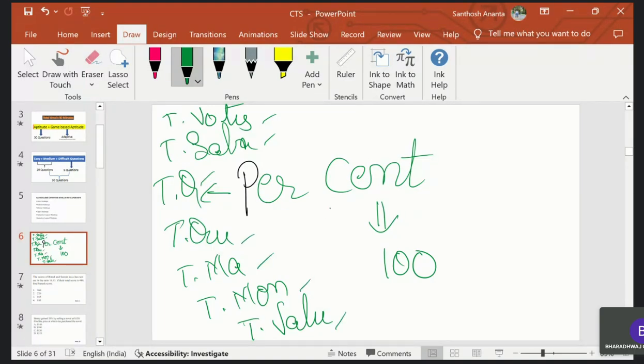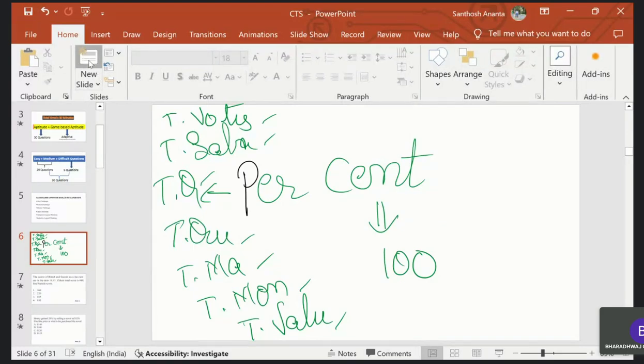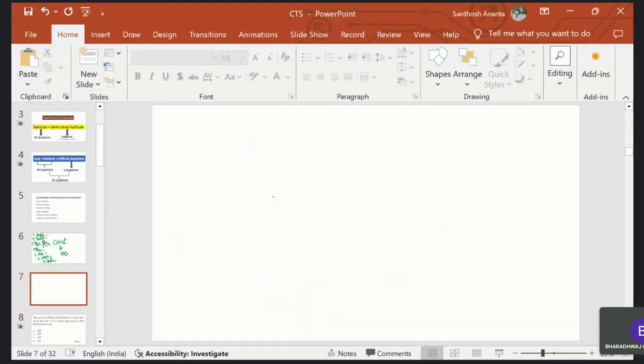Whatever it may be, if you are talking about any particular aspect, you always need to equate the total value to 100. If you equate the total value to 100, we call it percent. Next, to make the cancellations easier, we are going to use a method called straight cancellation cross multiplication.